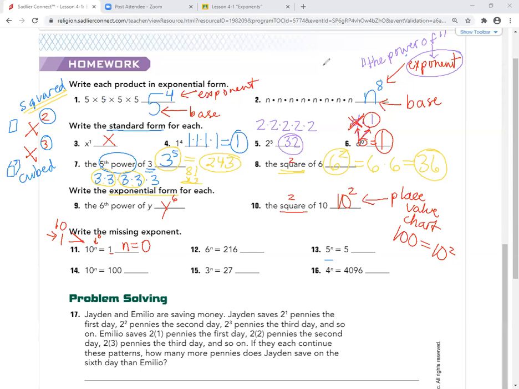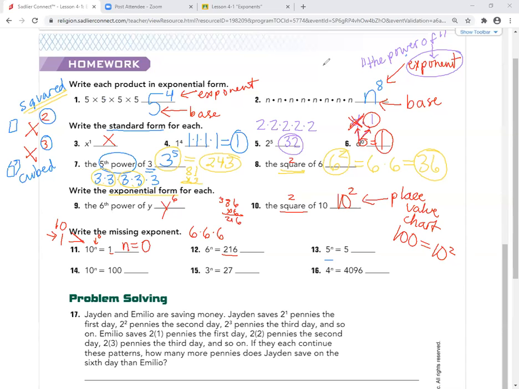Number 12. Okay, so how many copies of 6 would it take to build up to 216? So let's see. 6 times 6, that's 36. That's not enough. How about one more? 6 times 6 times 6. You might have to do some multiplying off to the side. What would 36 times 6 be? 18, 19, 20, 21. Hey, it's 216.